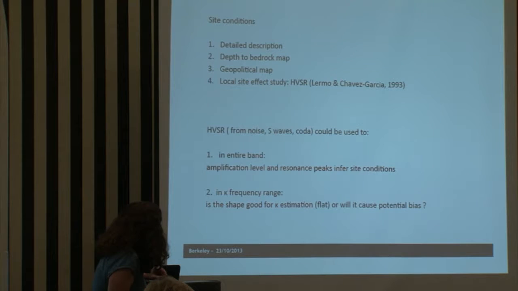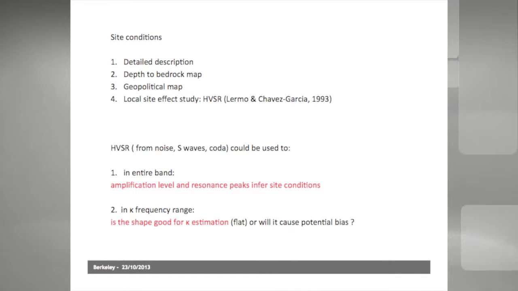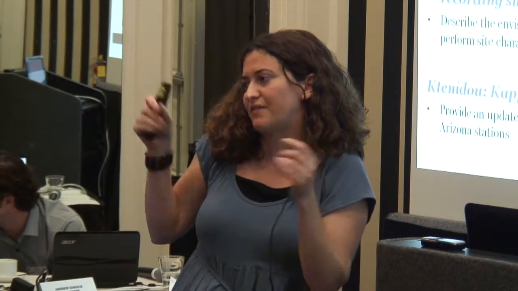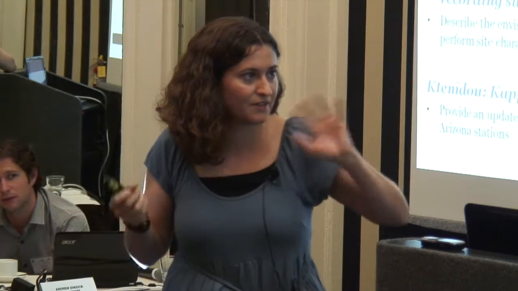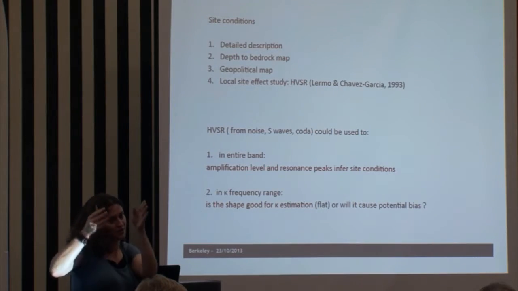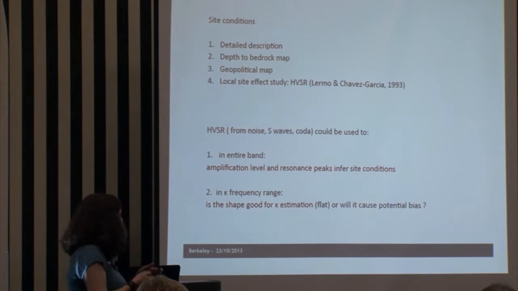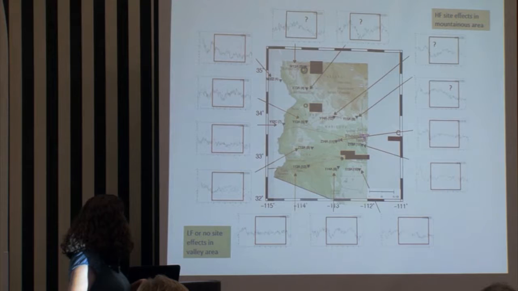And last, I tried to use the data available to get an idea for site conditions by computing H/V ratios. I did it for noise, S waves, and coda. I'm just going to show you the coda. So if you look at the entire frequency band, it can give us an idea of the amplification pattern, and we can get an idea of the site conditions. And then if we focus on the high frequency bit, it can give us a clue as to whether we might expect some bias for the kappa computation, like if we have a downward or an upward trend that will inflate or deflate the kappa.